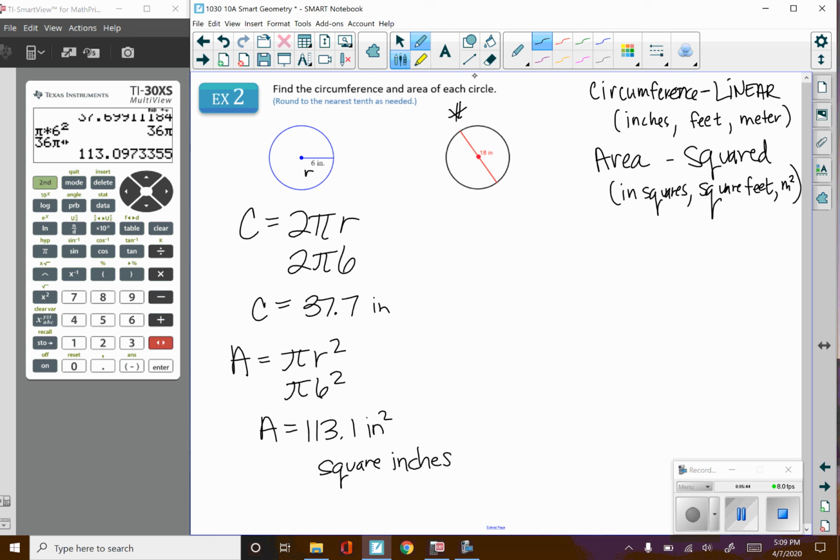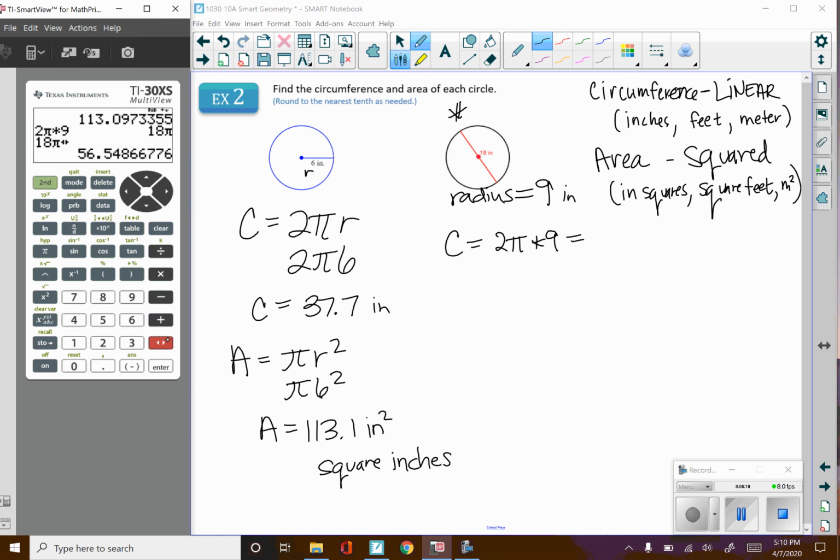All right, if your circle gives you a diameter, get the radius, half of that diameter. So if my diameter is 18, my radius is 9, and I'm going to use that in my formulas. 2 pi times 9 would give us the circumference.